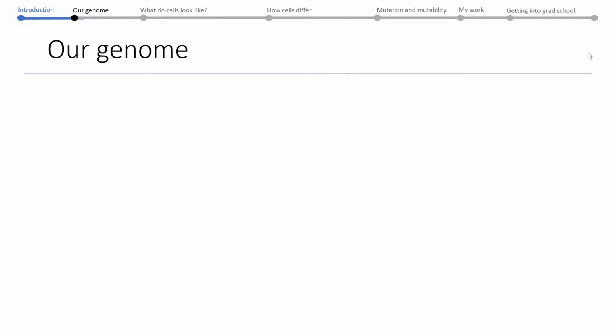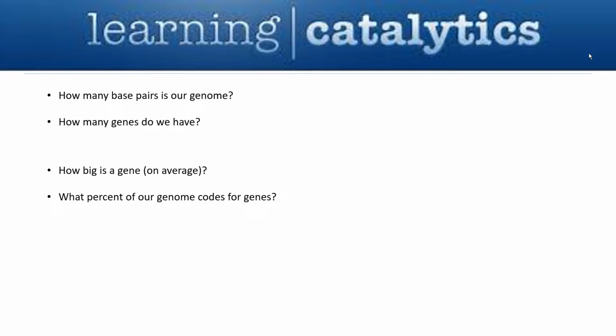The first topic we're going to cover is our genome. The human genome has many properties that make it distinct from other species' genomes, and here I'm going to cover a select few that the scientific community currently knows about. But let's frame them as questions. How many base pairs is our genome?